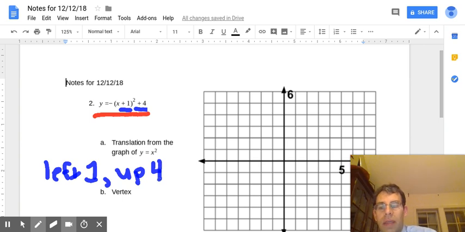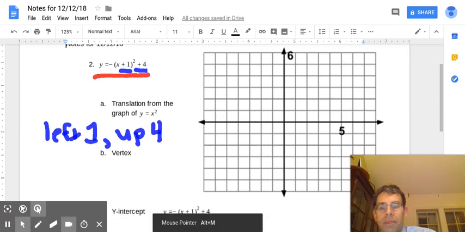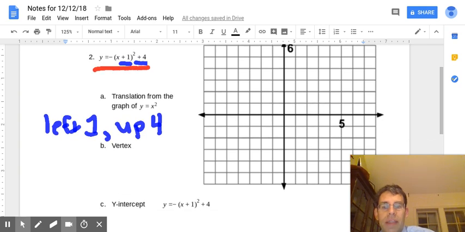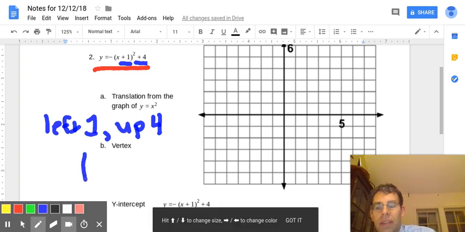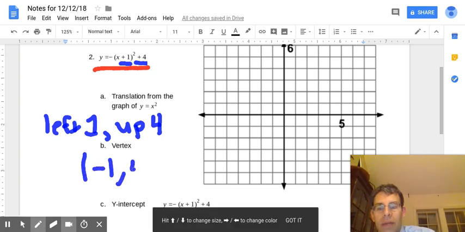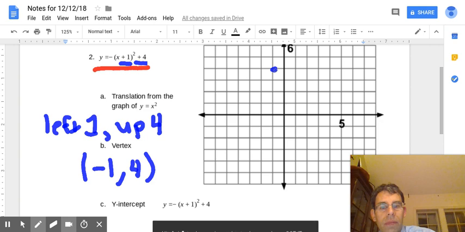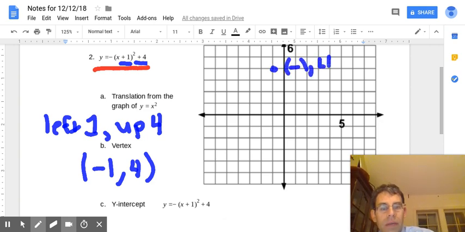So if the original vertex of our parent function was at (0, 0), and I go left 1 and up 4, our new vertex is going to be at (negative 1, 4). And I'm going to plot that point, negative 1, 1, 2, 3, 4, right there. So there's (negative 1, 4).